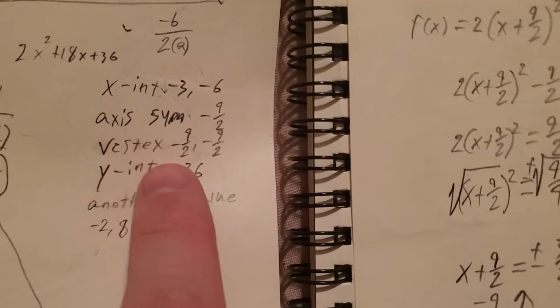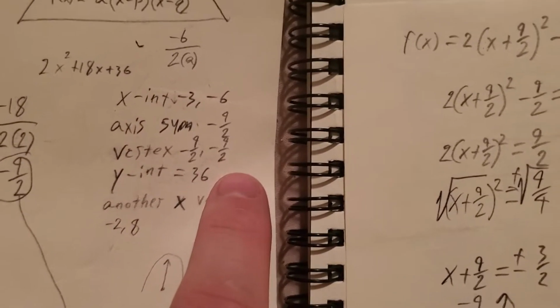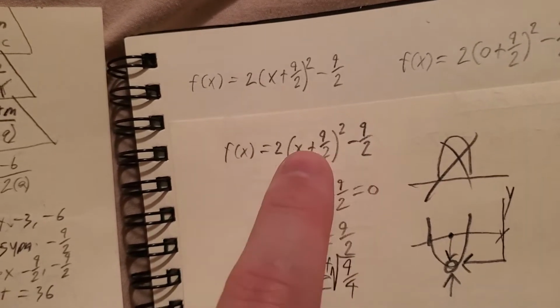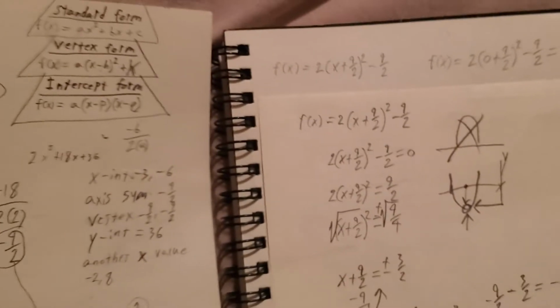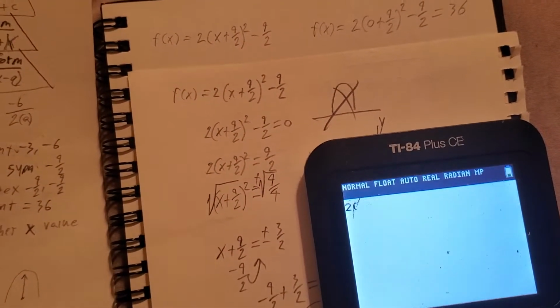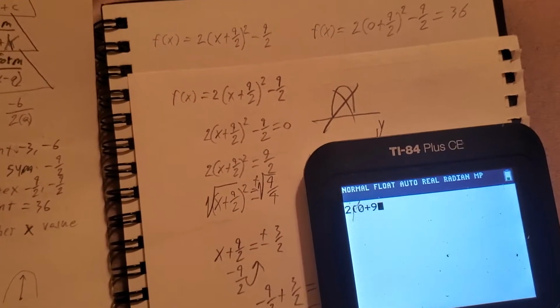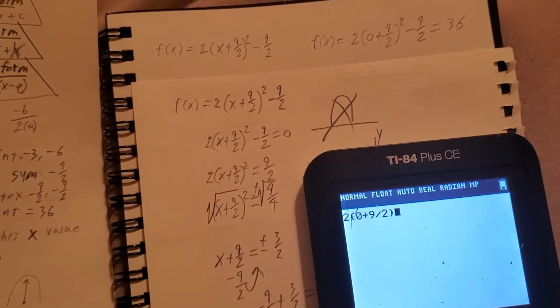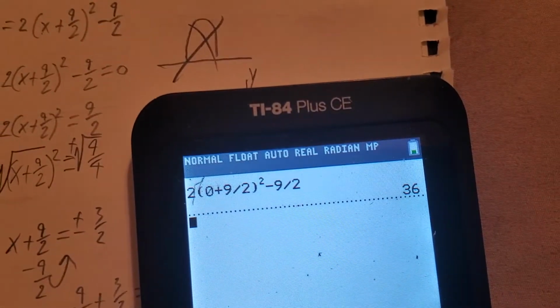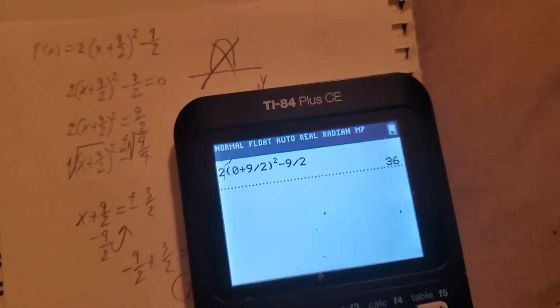What do we have here? -9/2, -9/2. And again, if you don't have the y value in here, go ahead and set the x to 0, and then solve. To be a little bit quicker, I can just say 2 times 0 plus 9/2, squared minus 9/2. You can see that's 36. So when you set the x to 0, you're going to get your y-intercept.